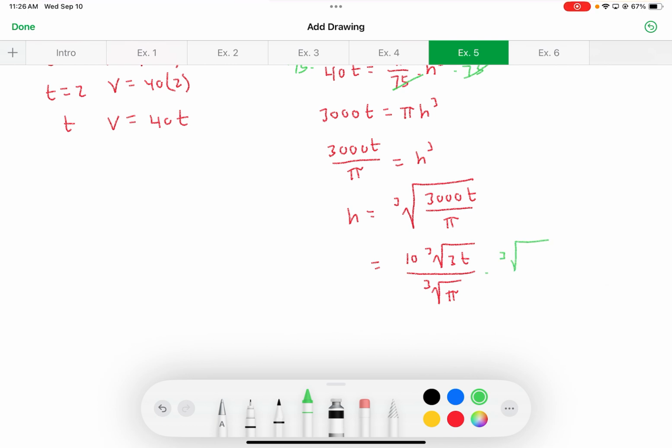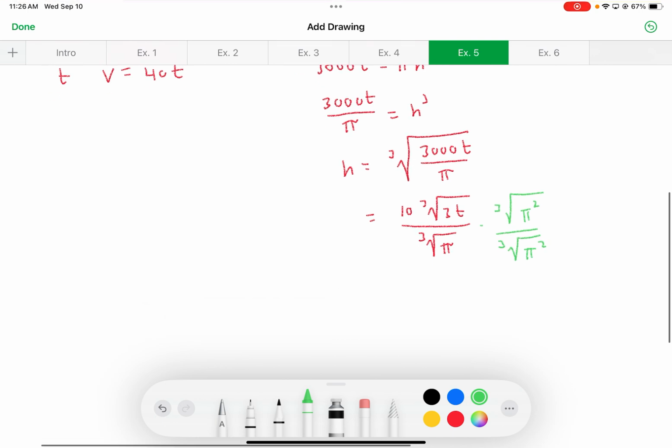I'm going to multiply the top and the bottom by the cube root of pi squared, because it's a cube root, not a square root, right? Pi times pi squared would create pi cubed. And what's the cube root of pi cubed? Pi. So let's call this 3 pi squared t all over pi. There we go. Now we're simplified.